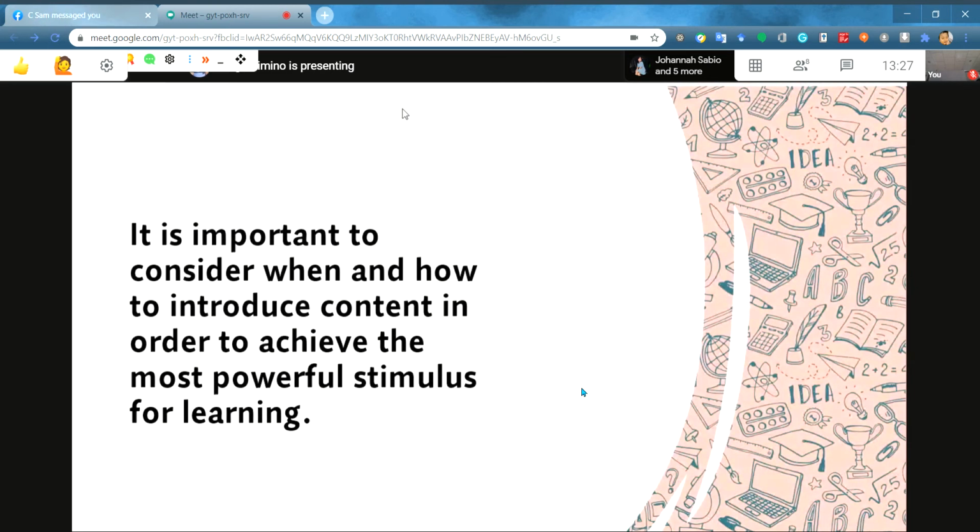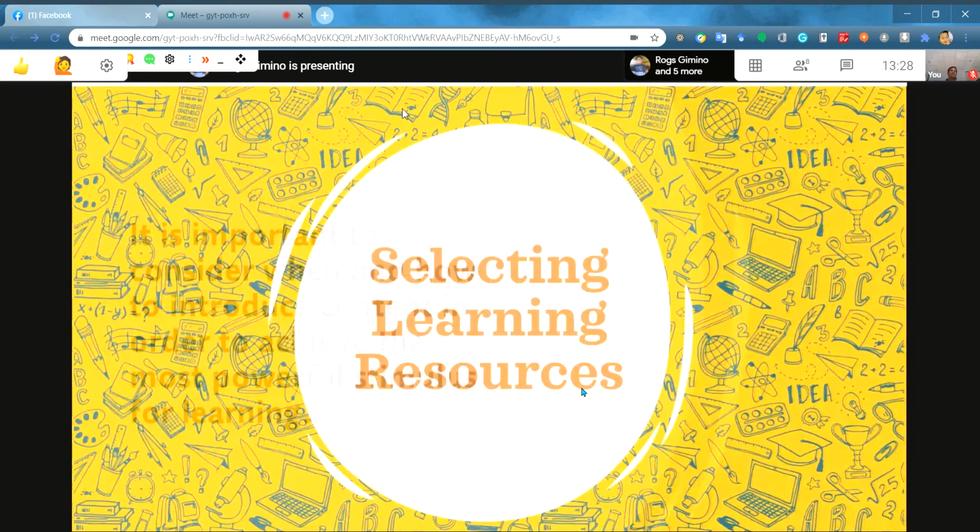Usually, if the teacher or professor presents certain cases, they consider the timing of where to introduce parts of the topic, parts of the anatomy or physiology with regards to the disease, right? The timing, when and how we introduce these topics, is really needed. So selecting learning resources.